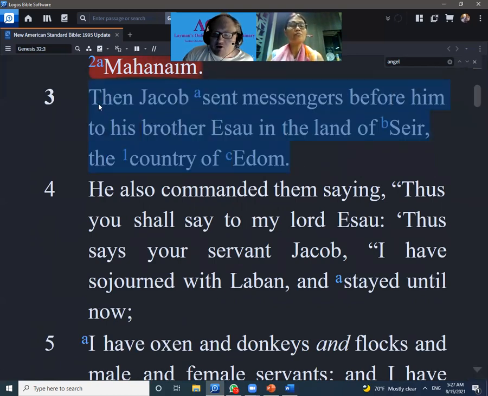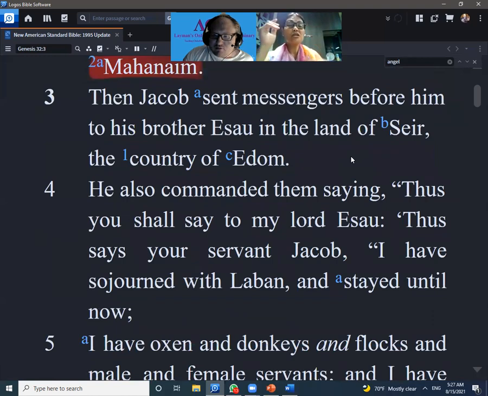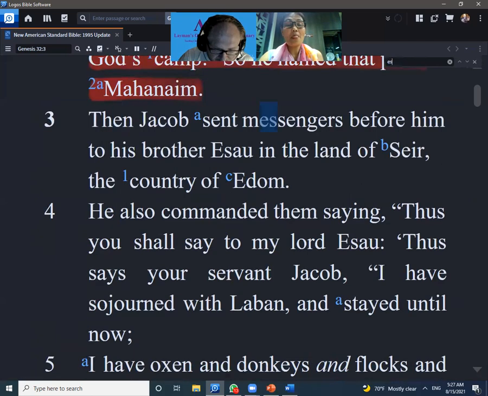What does this also remind you of? Then Jacob sent messengers before him to his brother Esau in the land of Seir. In 31, Esau is not mentioned, right? Yeah, Esau is not mentioned.